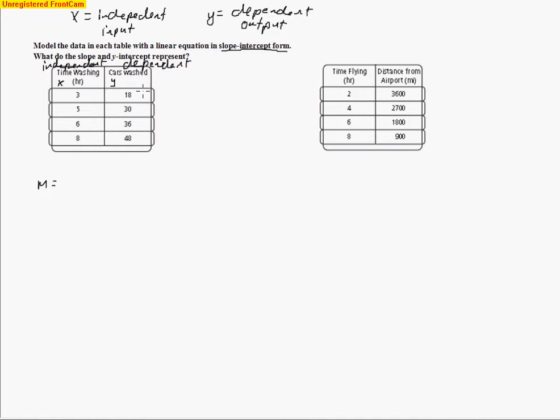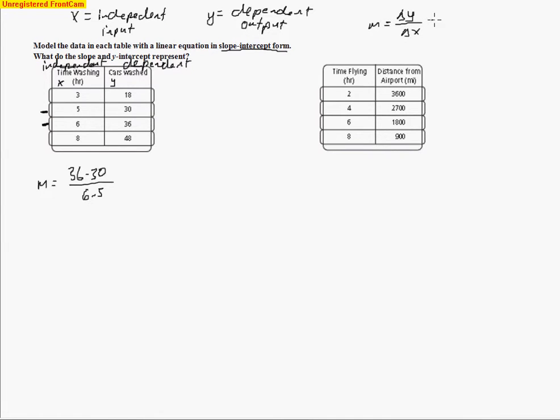So all you're going to do is take 2 of the points, and it doesn't matter which 2. I'm going to pick this one and this one. I did that because look at the x's. They're only 1 apart. So I'm going to do 36 minus 30 over 6 minus 5. The critical thing when you're doing slope, using that m, and I'll write that formula down again, is the change of y over change of x.